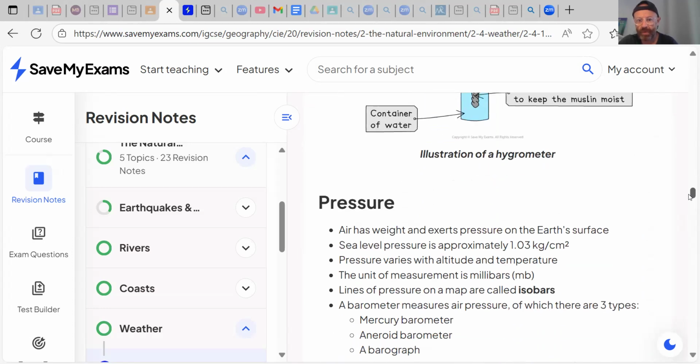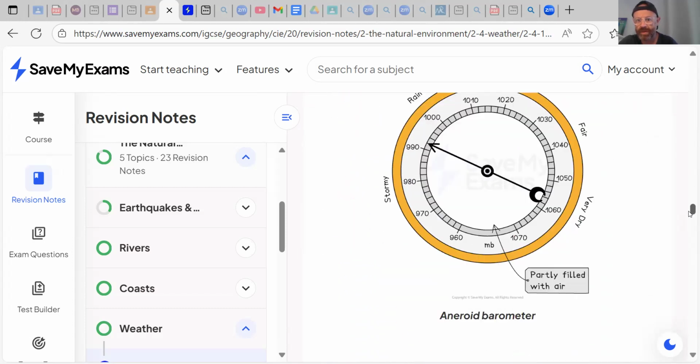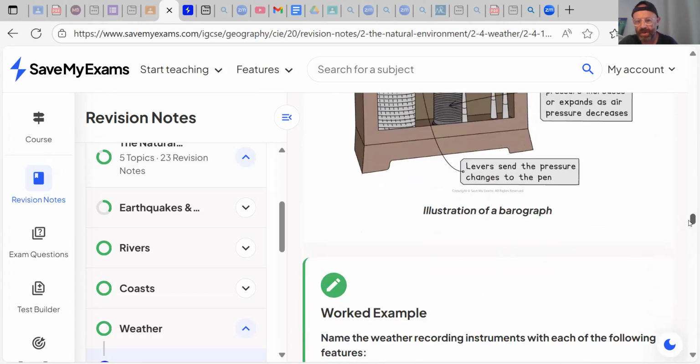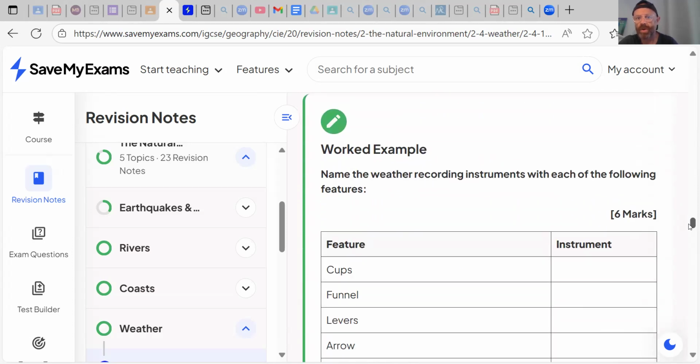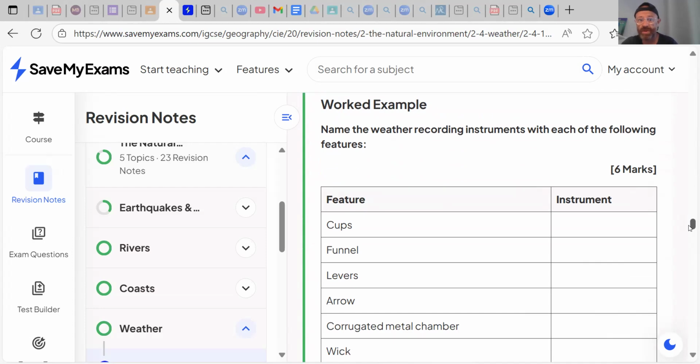Again, it could be paper four. Air pressure. I'm not going to go through much of this. I want to get to some questions. Okay, this is just to remind you of stuff. Right, worked example. Name the weather recording instruments with each of the following features.